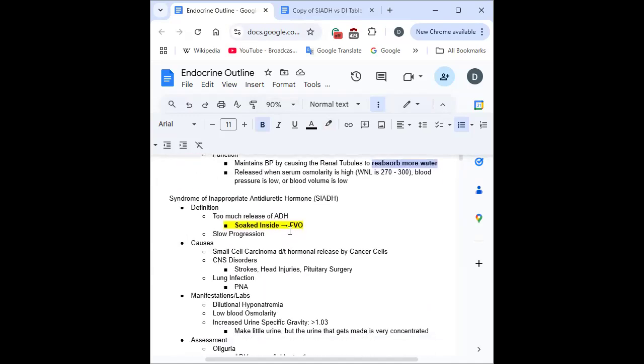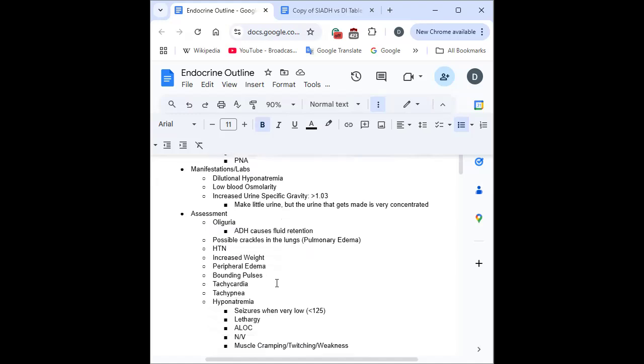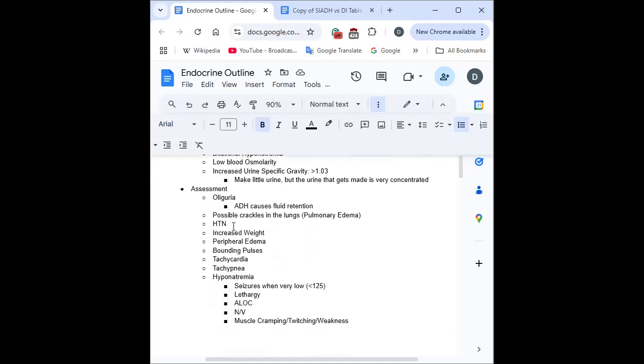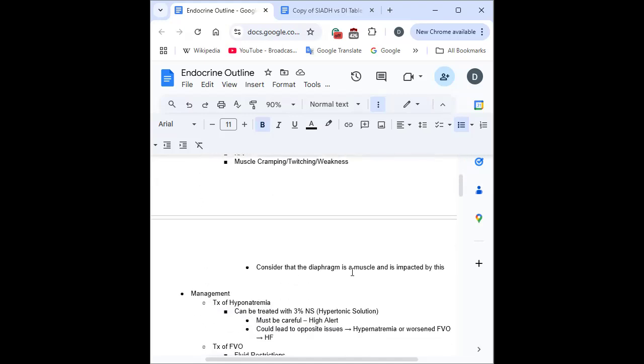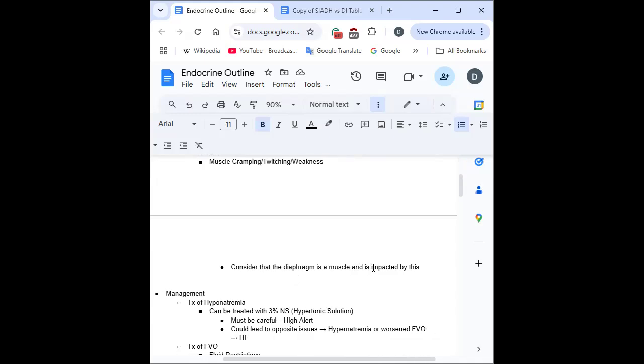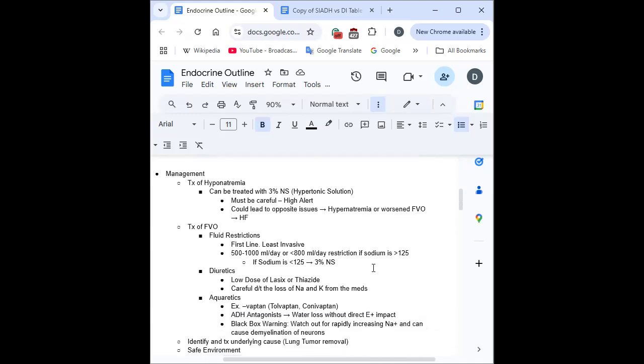SIADH, SI for soaked inside, FBO. So make sure you definitely know the assessments. What goes with FBO, what goes with the hyponatremia. Remembering that the diaphragm itself is a muscle. So if you're having muscle weakness, cramping, it might impact your breathing.